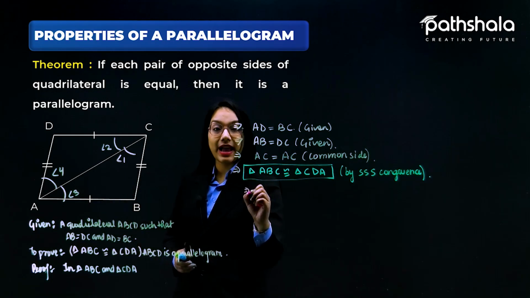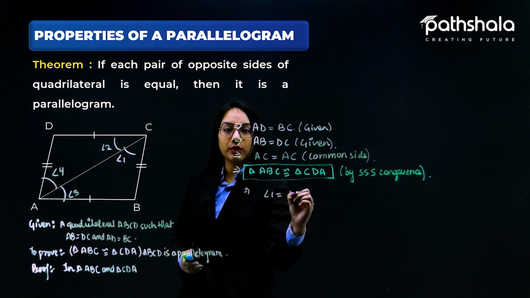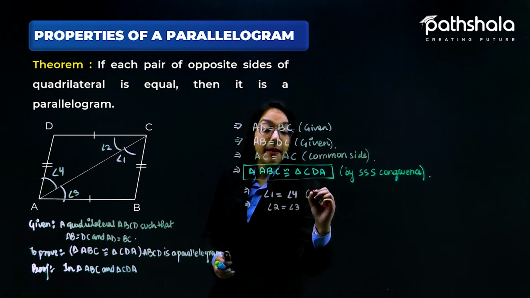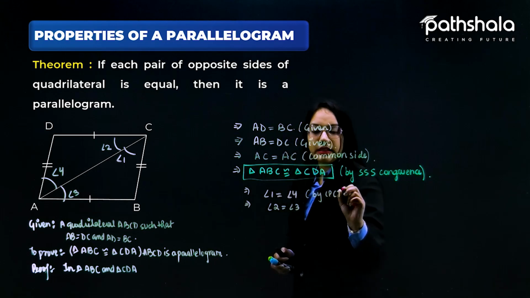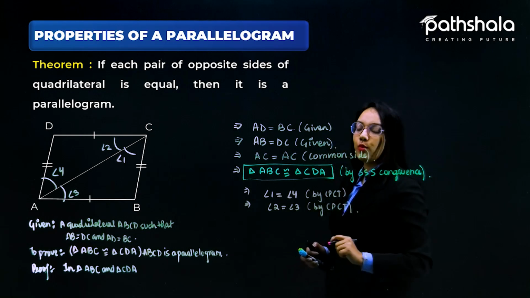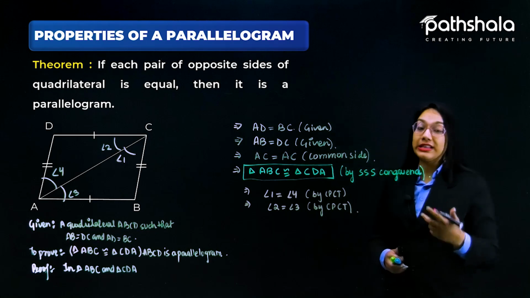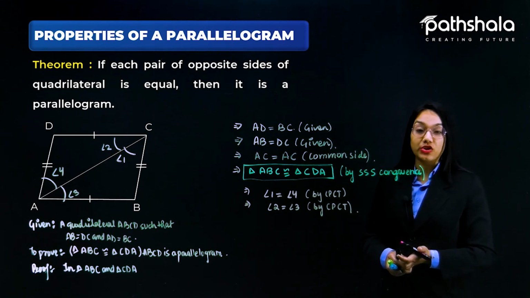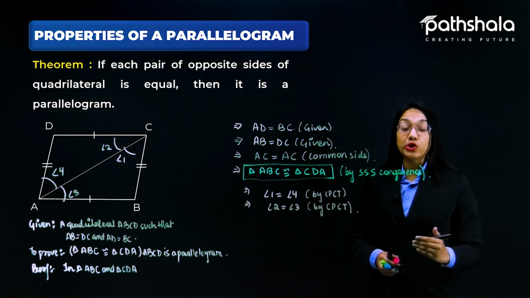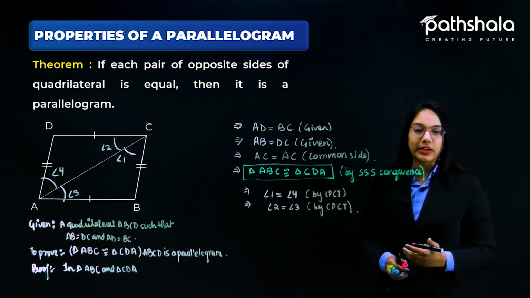We can say that angle 1 is equal to angle 4, and furthermore angle 2 is equal to angle 3 by CPCT. Again by CPCT we can say that angle 1 is equal to angle 4 and angle 2 is equal to angle 3. Now after proving that these angles are equal to each other, what did we want to prove? We wanted to prove that the opposite sides are parallel to each other. So we can prove this fact definitely.